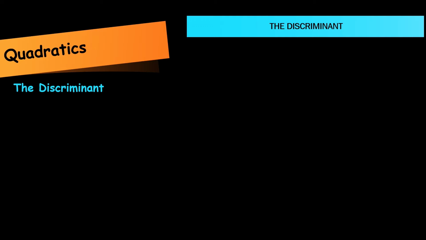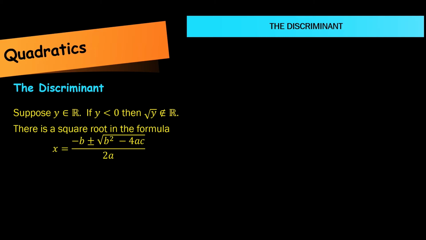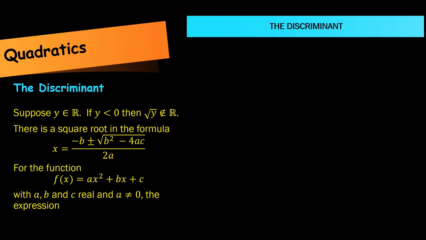We begin by looking at the discriminant and especially why it's so important. Now, if y is a member of the real numbers and it's less than 0, then root y is not a member of the real numbers. Notice that there is a square root in the quadratic formula, the square root of b squared minus 4ac. For this function, f of x equals ax squared plus bx plus c, with a, b and c being real numbers and a not equal to 0, the expression b squared minus 4ac is called the discriminant.